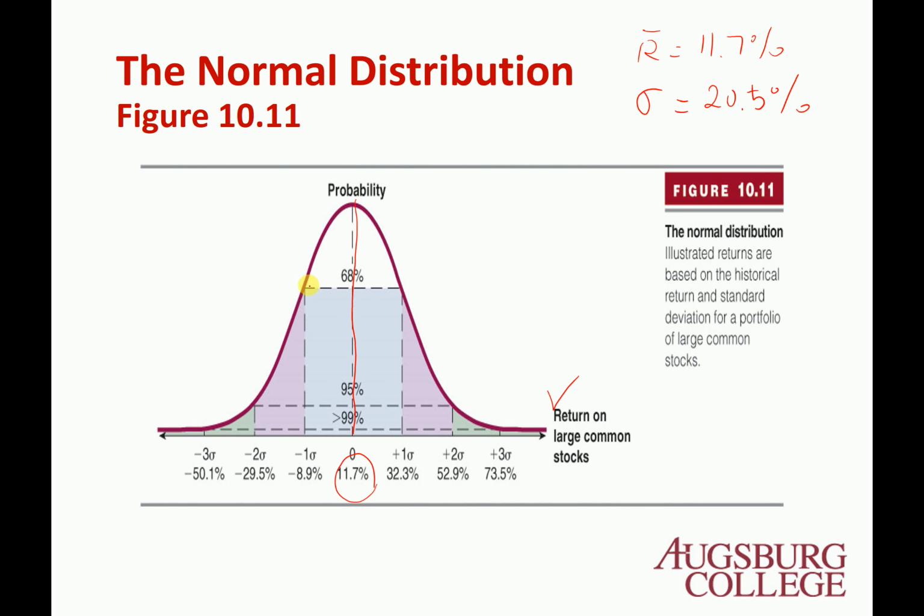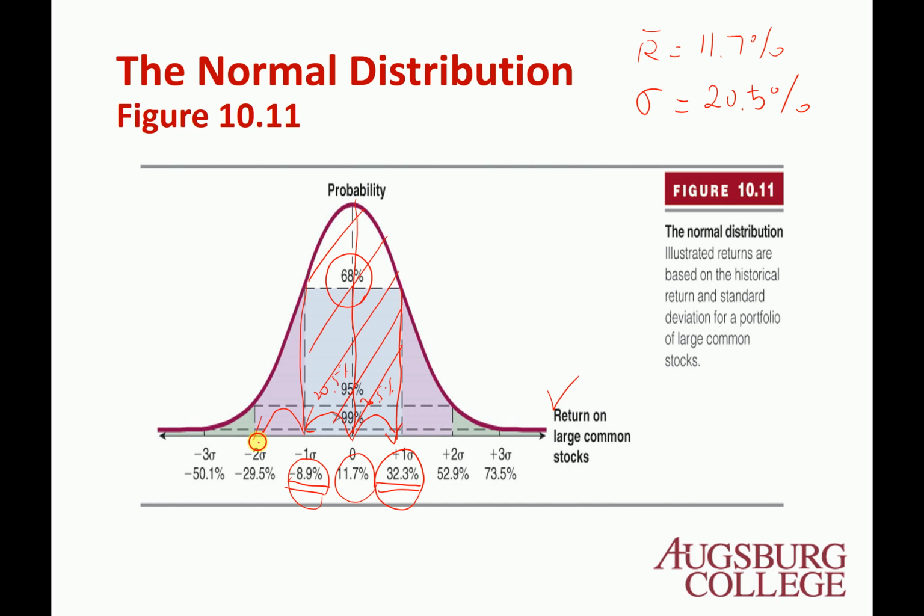So this is the average, and then you go to one standard deviation, minus one standard deviation, plus one standard deviation, so it's going to be between negative 8.9% and 32.3%, right? This is 20.5%, this is 20.5%, and this area is about 68% of the distribution. So if you pick any return randomly, we can explain the return expectation using the average, the best guess. But now we have more probability information. So we have a 68% probability that your returns will be between negative 8.9% and 32.3%.